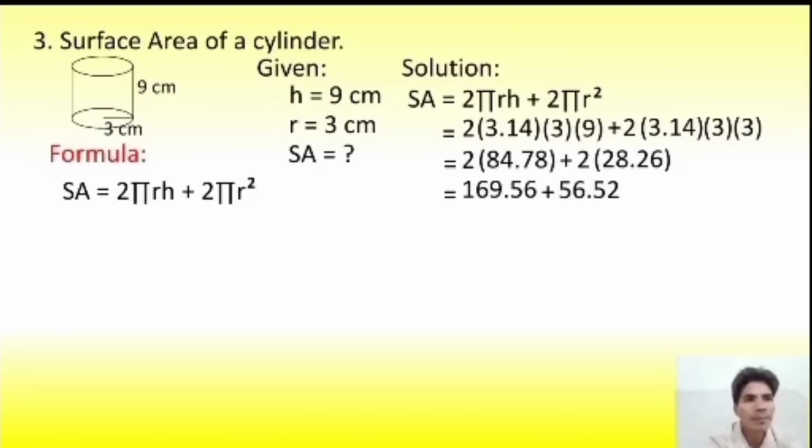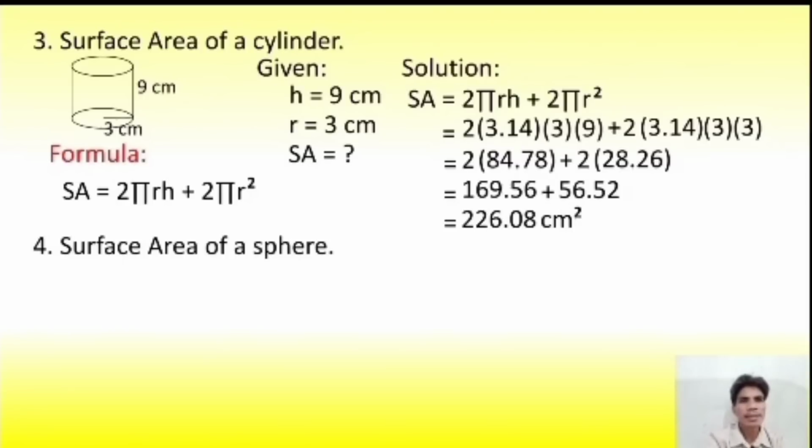56.52. Then equals 169.56 plus 56.52 equals 226.08. Then copy the unit cm, then write the squared. So the surface area of a cylinder is 226.08 centimeter squared. The next, surface area of a sphere.